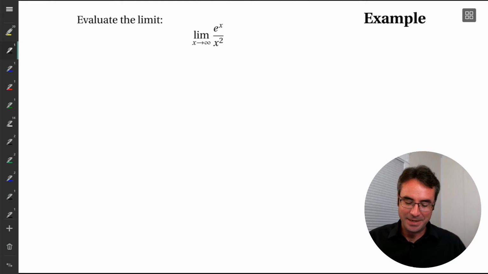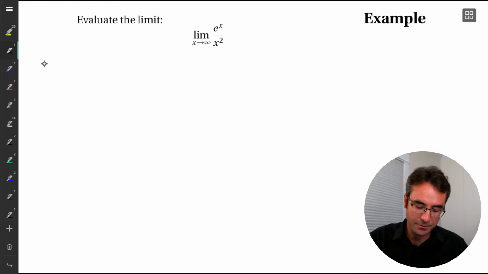Let's try another one. We're going to do the limit of e raised to the power x over x squared, and it's the limit as x goes to infinity. All right, so the very first thing we should do is investigate what the top term is doing and what the bottom term is doing. So the very first thing, we want to check the form.